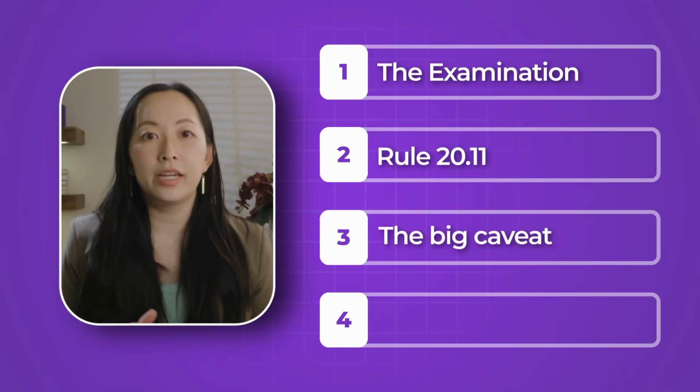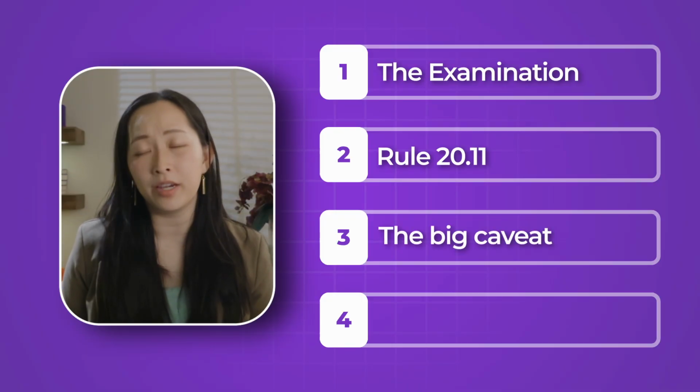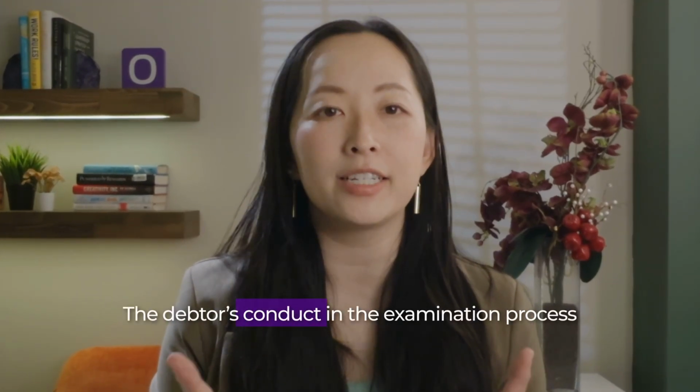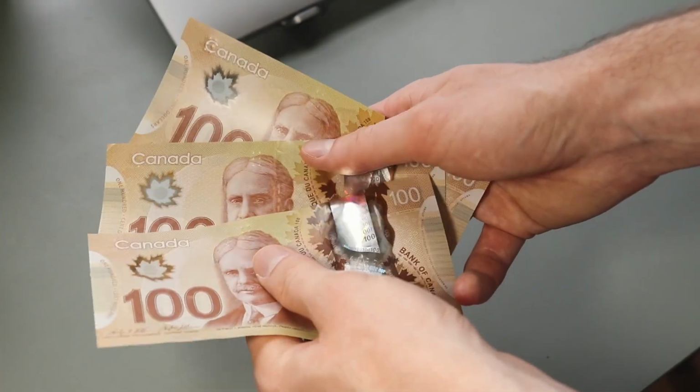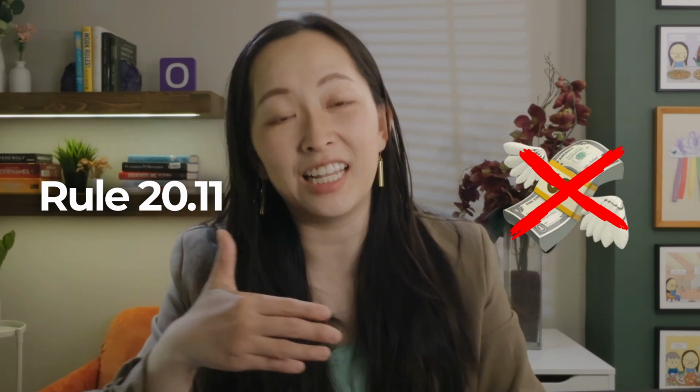Part 3, the big caveat. I told you at the start I was going to be very straightforward about what contempt can and cannot do. Here's the part I want you to remember the most. Contempt of court in small claims court is about the debtor's conduct in the examination process. It is not about whether they have actually paid the judgment. So if your debtor just won't pay, that on its own is not enough. You have to be able to point to the conduct in the examination process. That is your doorway. And remember, Rule 20.11 is a tool for dealing with debtors who refuse to engage with the examination process. It is not a tool for collecting the money.